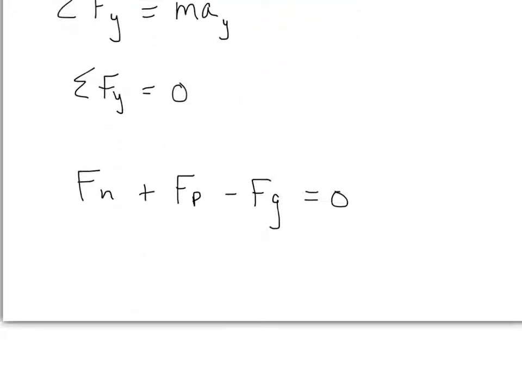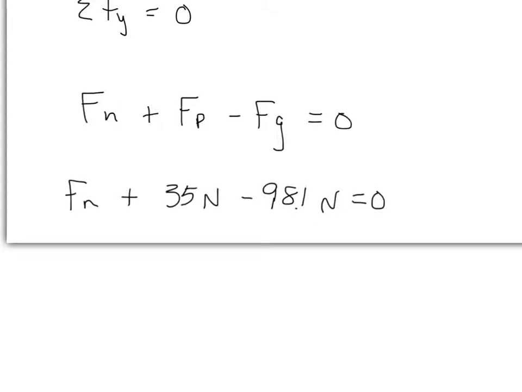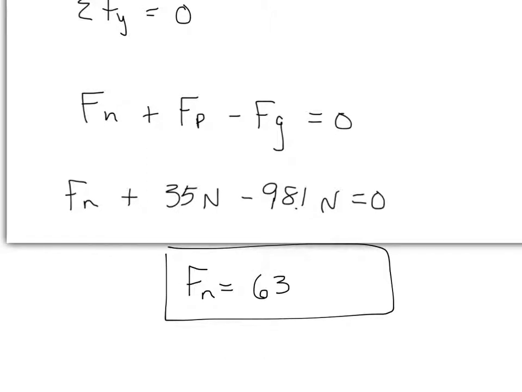Next, all I need to do is plug in my numbers. FN is what I'm looking for. FP is 35 newtons. FG is 98.1 newtons. And I can solve for FN. Add 98.1, subtract 35. I get 63.1. Thank you. Somebody verify, obviously, but it sounds good to me.